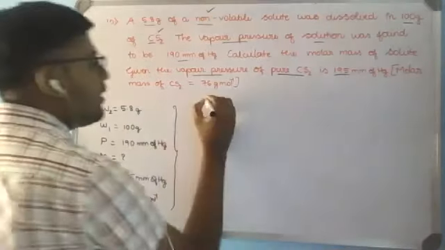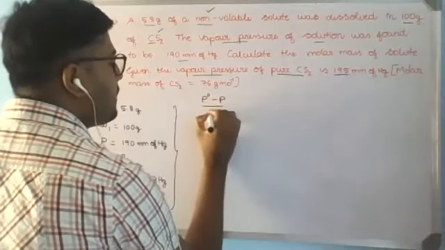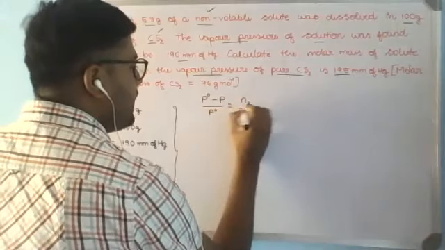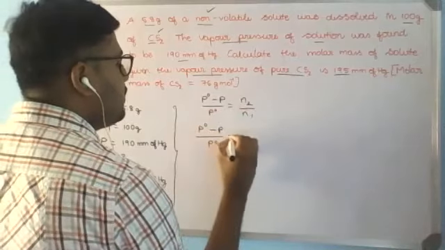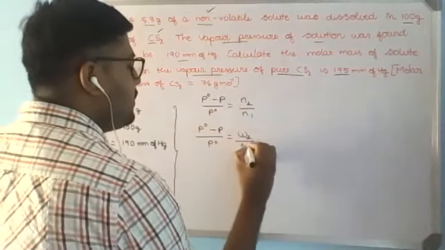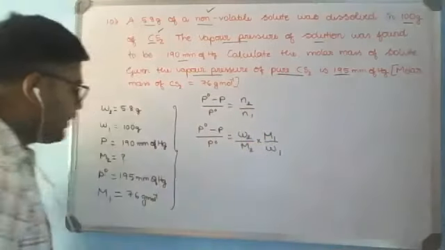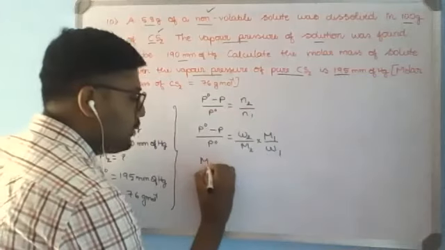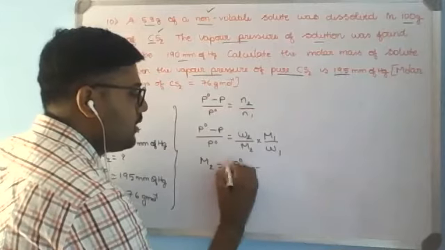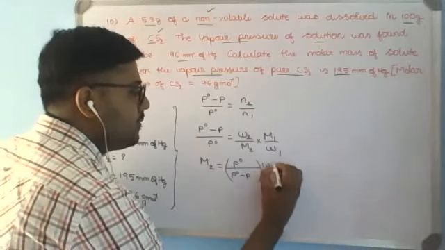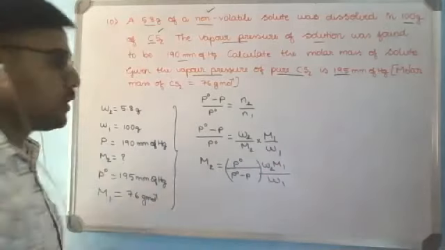Now we'll recall the relative lowering of vapor pressure equation. So (P0 minus P) by P0 is equal to N2 by N1 with the definition. So (P0 minus P) by P0 is equal to W2 by M2 into M1 by W1. With the rearrangement for finding the molar mass of solute, M2 will be equal to P0 divided by (P0 minus P) into W2 M1 divided by W1. So with the rearrangement, we'll go for substitution now.